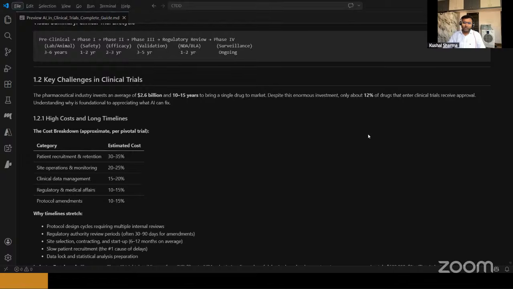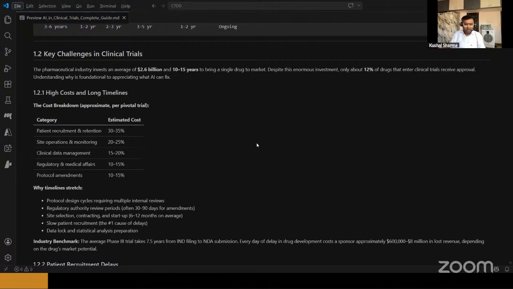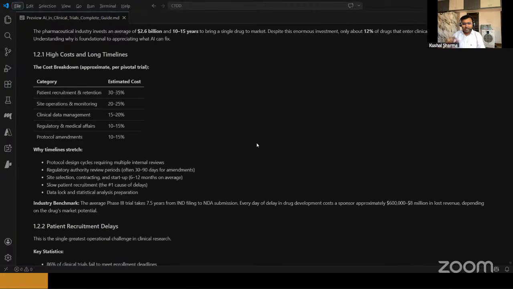So let's understand. So high cost and long timeline. Let us try to understand the breakdown approximately. So we have categories here, that patient recruitment and retention. The estimated cost in percentages, it is 30 to 35%. Site operations and monitoring, 20 to 25%. Clinical data management, 15 to 20%. Regulatory and medical affair, 10 to 15%. Protocol amendments, 10 to 15%. So these are the categories and the cost which is getting involved.